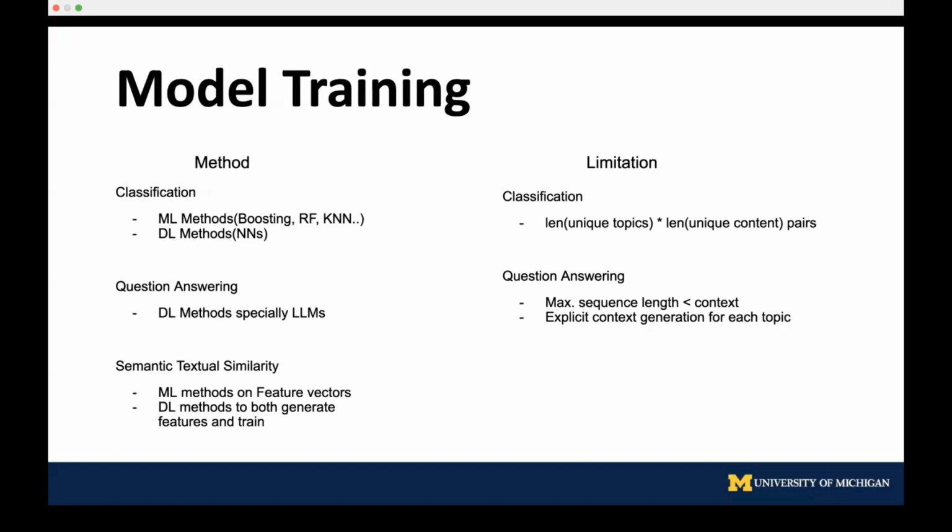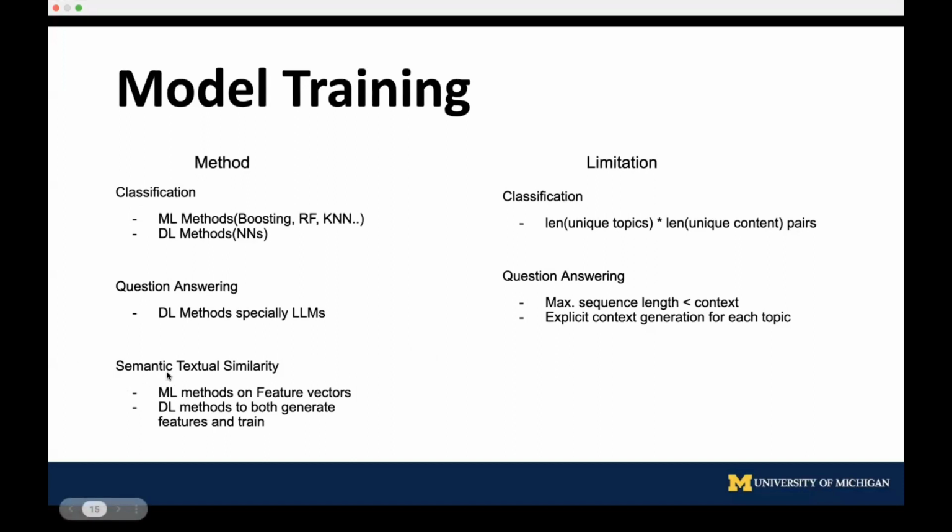Because the problem that is given to us does not have a context given with each topic, but only the content and the topics. Since classification and question answering are out of the question, we would like to go ahead with semantic textual similarity. It does have a limitation where the sizes of matrices, the topic matrices and the content matrices, might be blown out of proportion, and we might run into out of memory issues. But the reason I didn't mention it as a limitation is because we can always do batch processing.